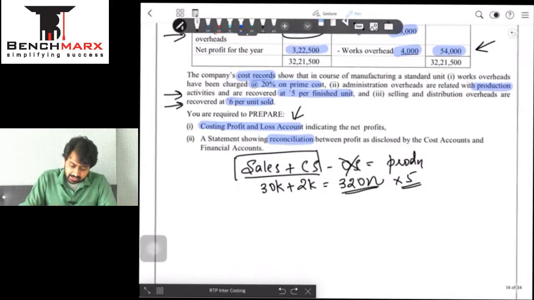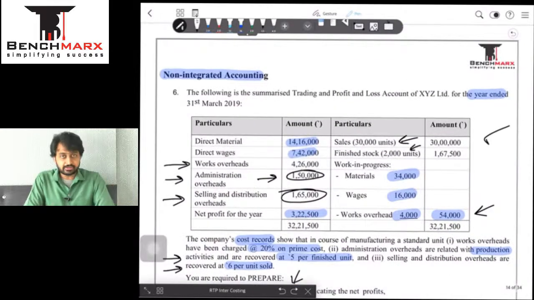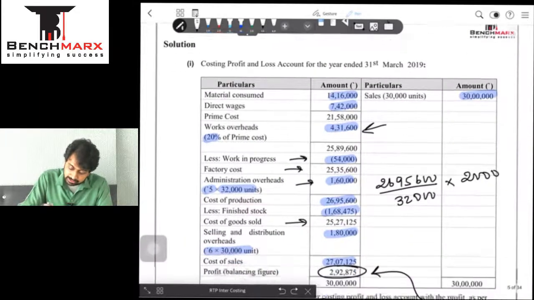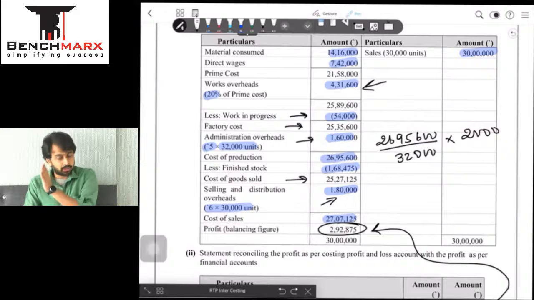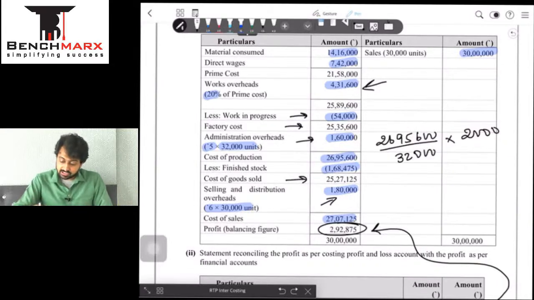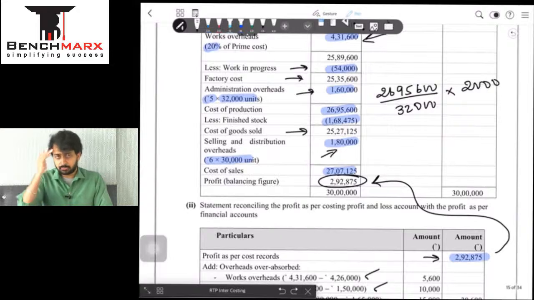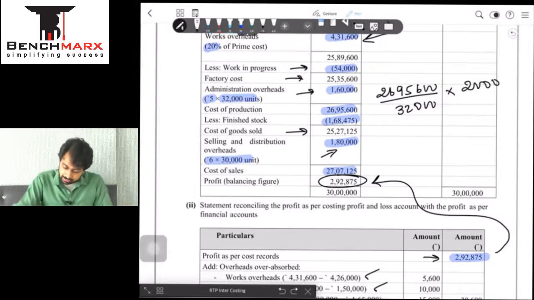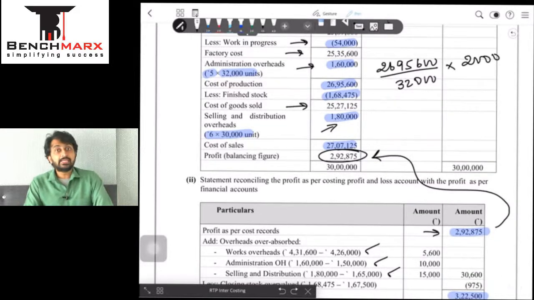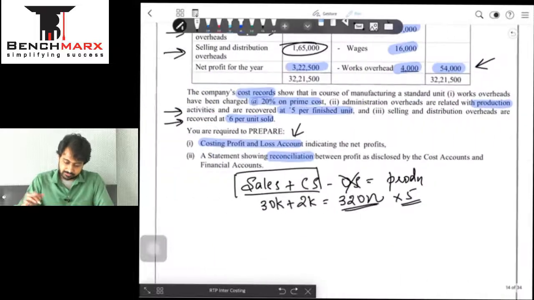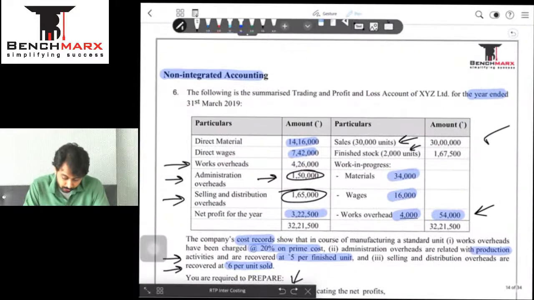Similarly, S&D: I can see 165 in finance and S&D is 180 in cost. Again, it is more expense in cost, which means the profits are less in cost. That means we are starting from cost, that means the lesser profit is my starting point. We are going from less to more. I'll again add the S&D difference as well, 180 minus 165. Then what else do you have, and what will come next?